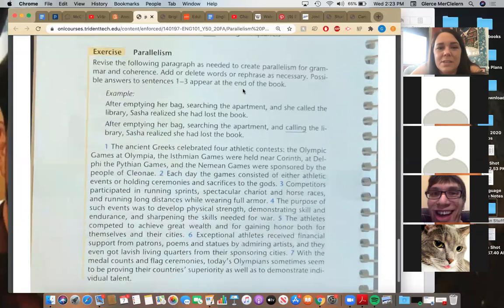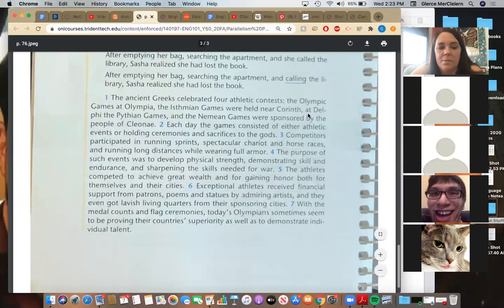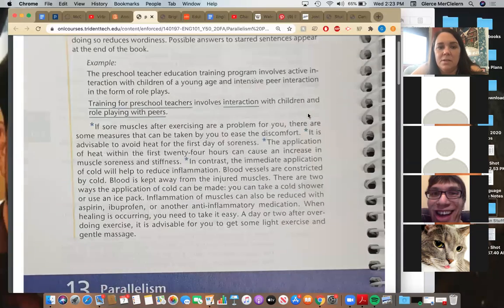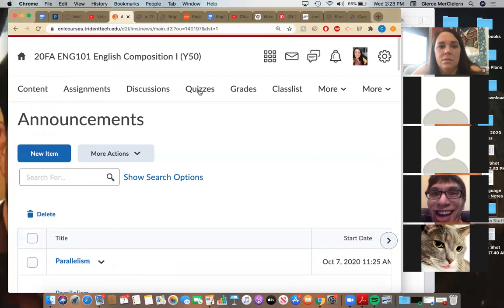Are we going to do this exercise? No, we're not. I'm going to stop there, but this is something that you definitely need to look at because it's going to be relevant for quizzes.